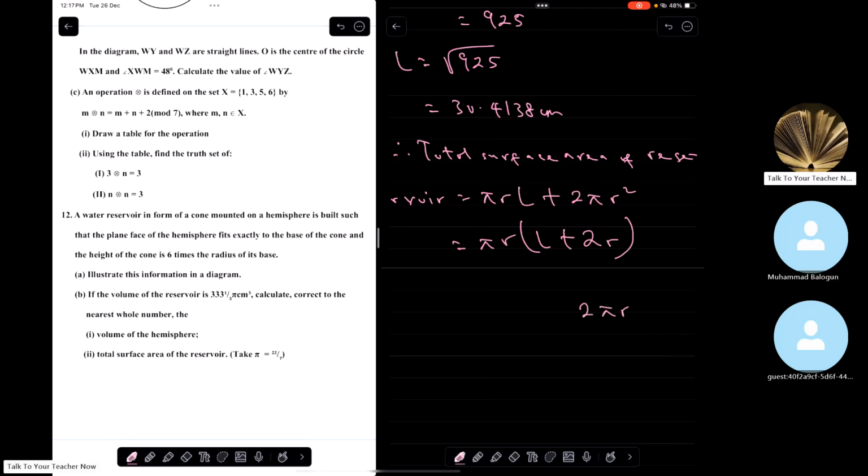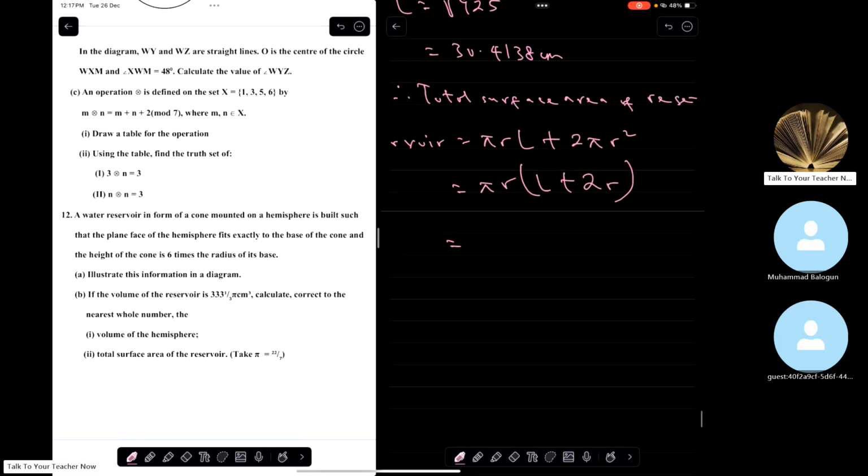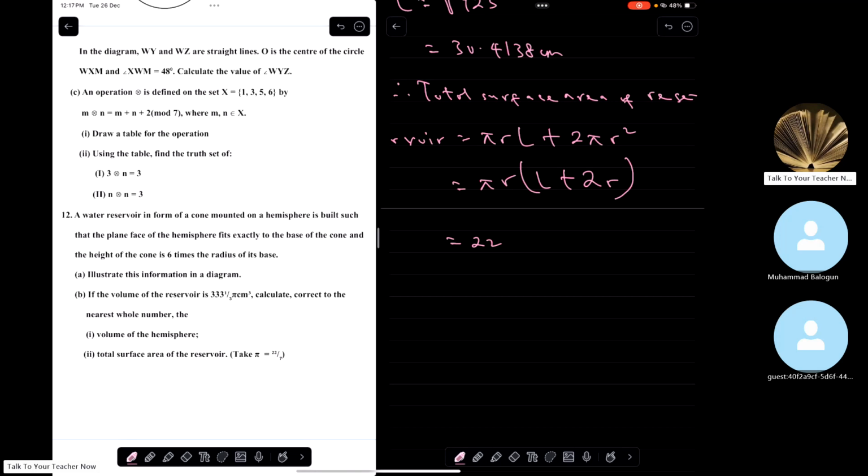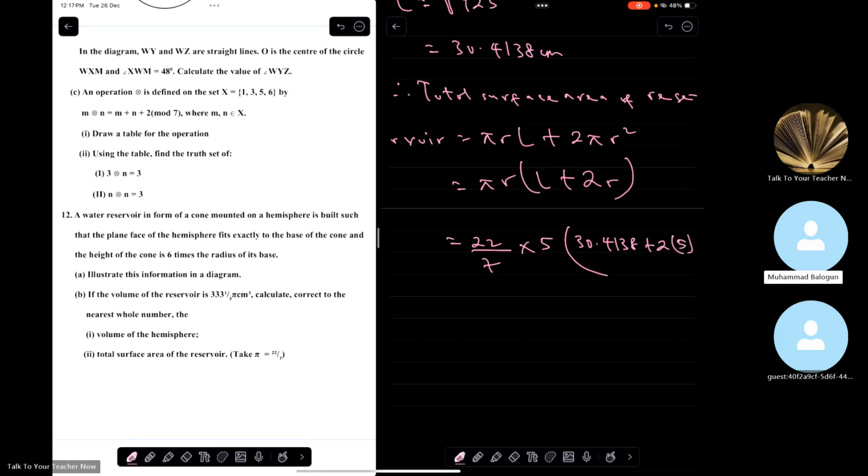Just say 2 pi r squared divided by pi r. R will cancel one of the r's here, pi cancels pi. Let's say 2R. Please don't guess. So what does that mean? That's equal to, we know pi is 22/7 times, what is R? 5 into bracket. What is L? Not 30, 30.41, plus 2 times 5, exactly. 2R, which is 2 times 5.